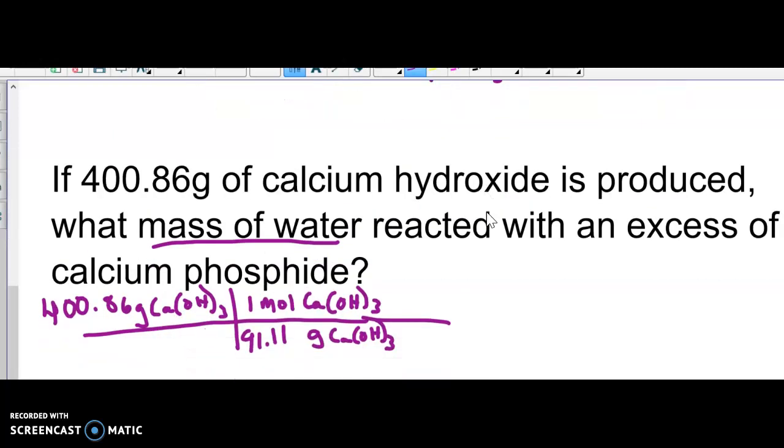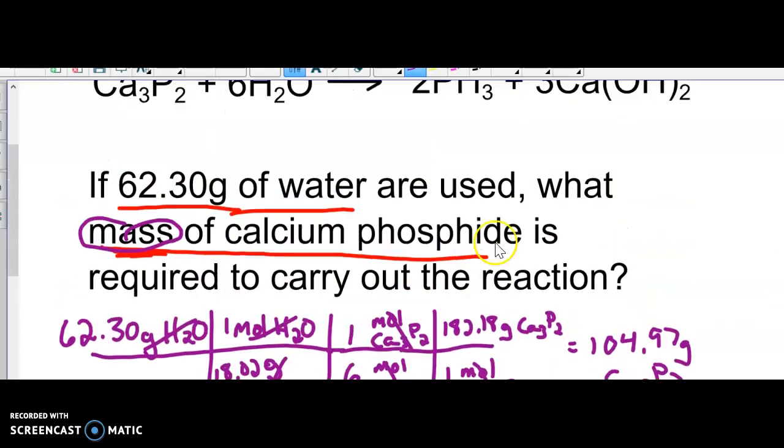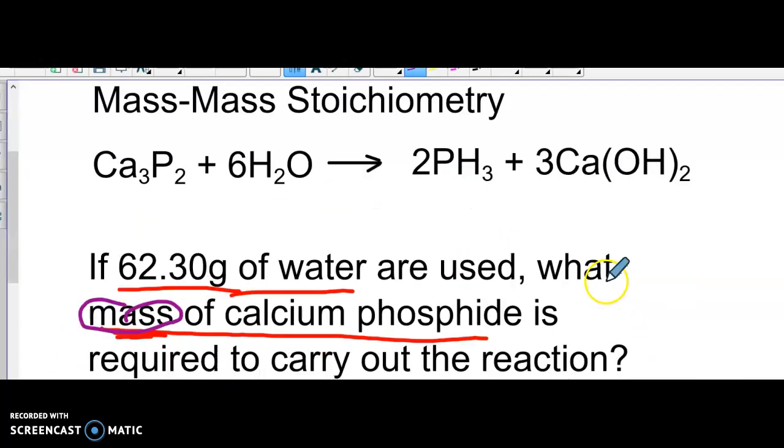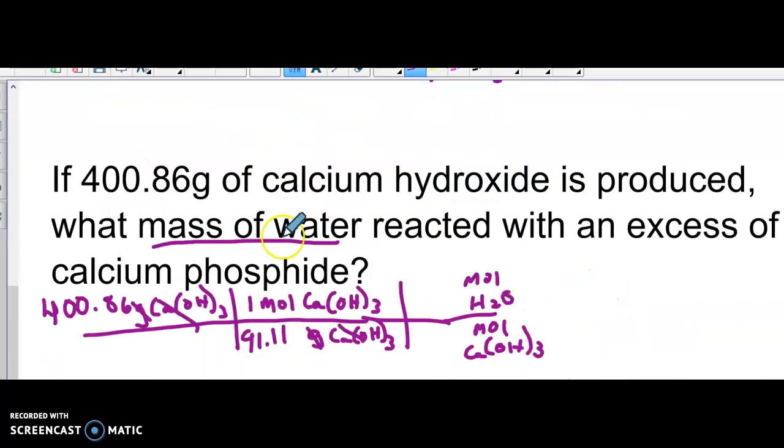So we're now in moles of our given. Our given was calcium hydroxide. So we got rid of grams, we're in moles. Now we're going to do our mole ratio step. So moles of calcium hydroxide obviously goes on the bottom, and we're trying to get to moles of water. Let me go back up because I already forgot the ratio. Water 6, calcium hydroxide is 3. So 6 water, 3 calcium hydroxide. Now we got rid of moles of calcium hydroxide. Great. And we're in moles of H2O, but it says the mass of water.